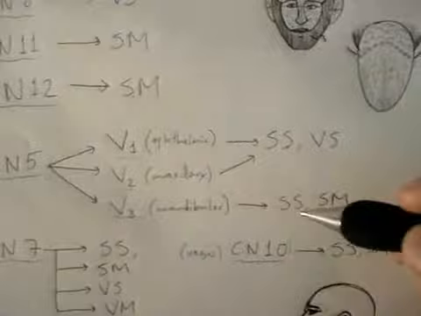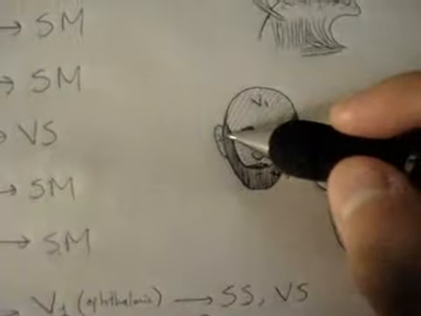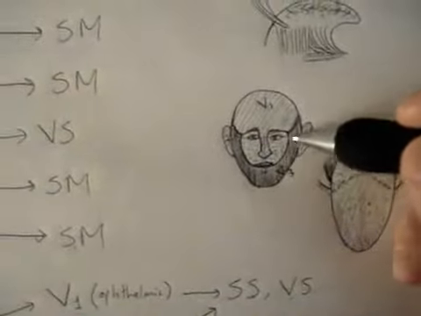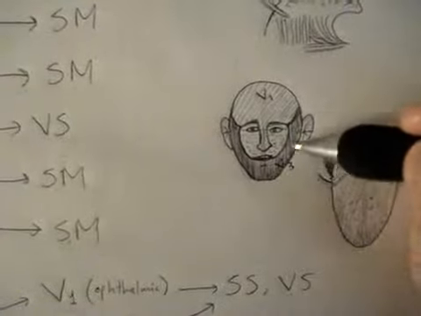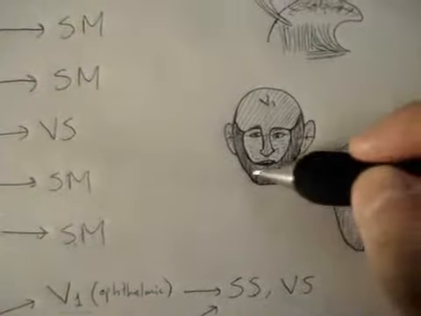V3 is the mandibular. The somatic sensory component is general sensation, pressure, pain, temperature in the mandibular area, where the jaw is, the lower jaw, including the chin.